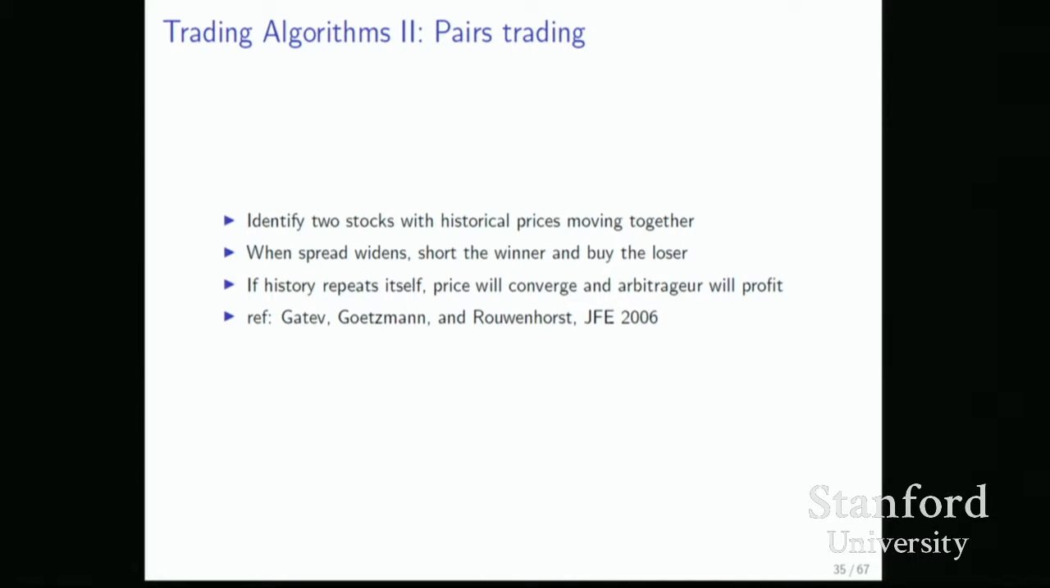So, when the spread widens, you want to short the winner and buy the loser, mainly because when you short the winner and buy the loser, these two are supposed to catch up with each other. In the end, the loser will catch up with the winner. That's the idea. Okay. So, you are going to buy it cheap, and when the prices converge, you are going to sell it high. So, if history repeats itself, prices will converge and the arbitrageur will profit.